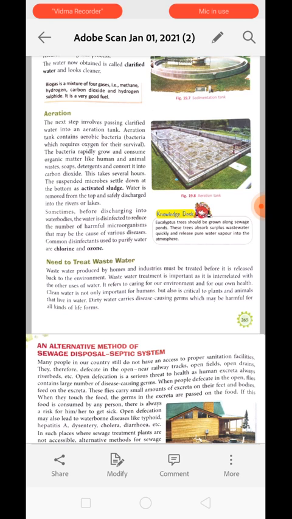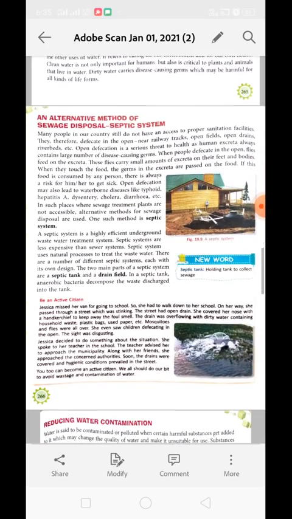Clean water is not only important for humans, but also critical to plants and animals that live in water, because in dirty, polluted water they will not survive, they will die. So we need to clean the water properly so that they can at least live properly. Dirty water carries disease-causing germs which may be harmful for all kinds of life forms. We know that some people are still taking water from the water body to drink. If the water is contaminated, if it has lots of waste in it, what will happen? They may fall ill. In this way it is very dangerous for them as well.